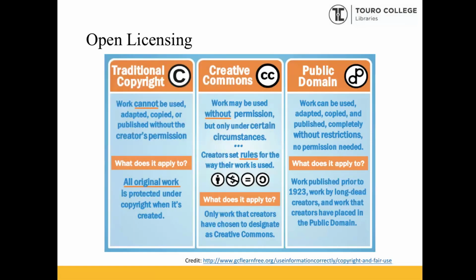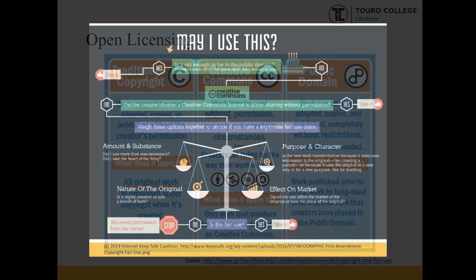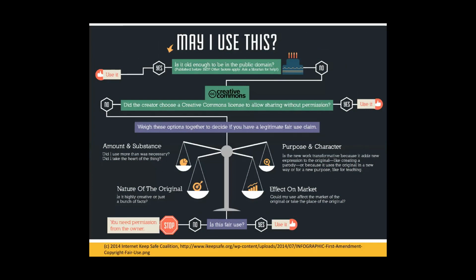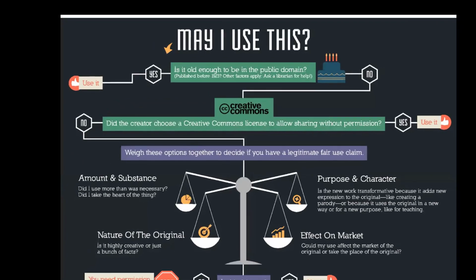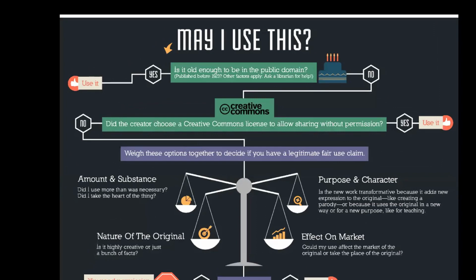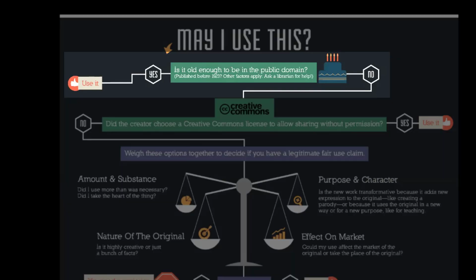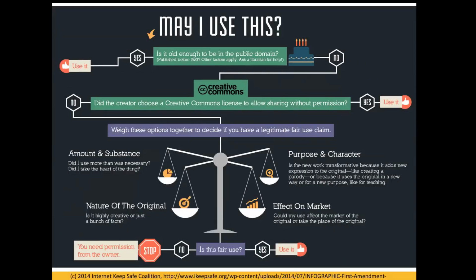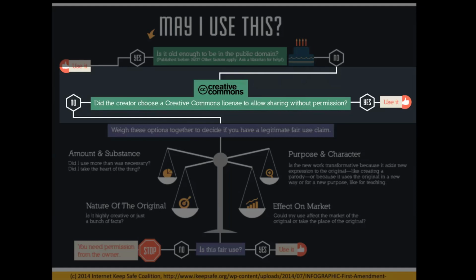So Creative Commons licenses offer simplicity in the face of the complexity of copyright. In practical terms, how do you decide to use a work? Let's say that you find something to use in your class and you ask yourself, may I use this? Well, you have to answer a few questions. Is this old enough to be in the public domain? If it is, then you can use it in your classroom without any concerns. If it's not, did the creator choose a Creative Commons license to allow sharing without permission? If yes, great, you can use it.